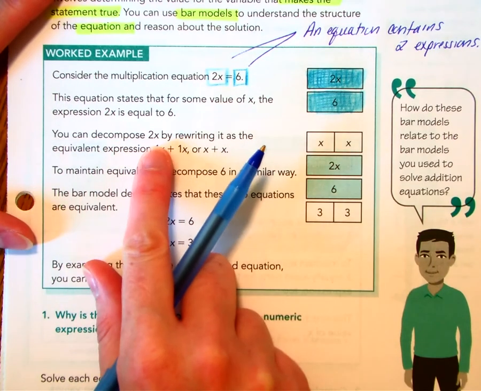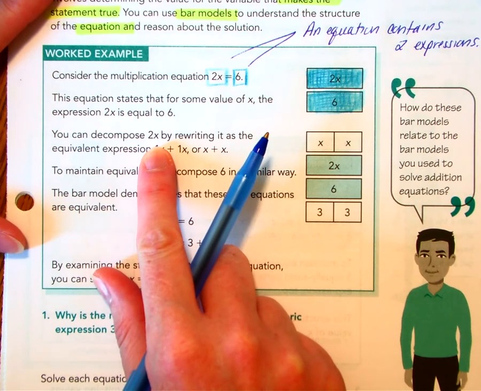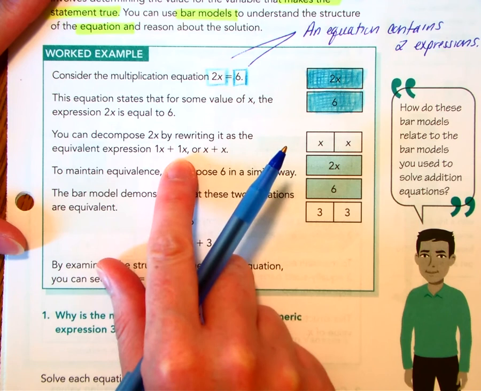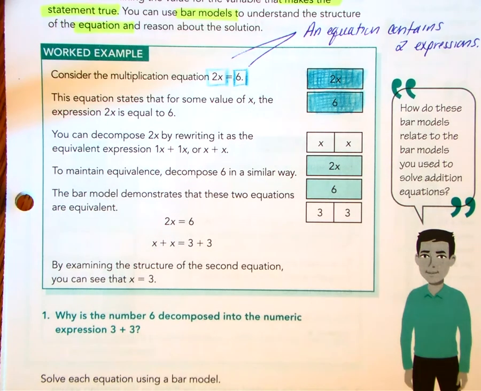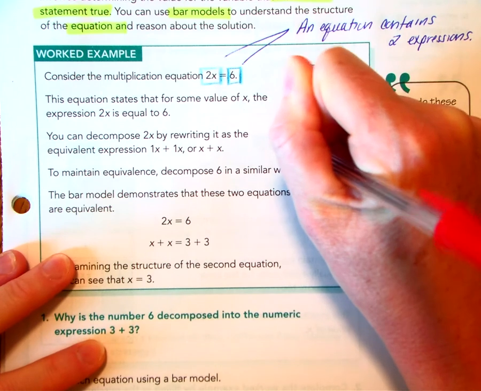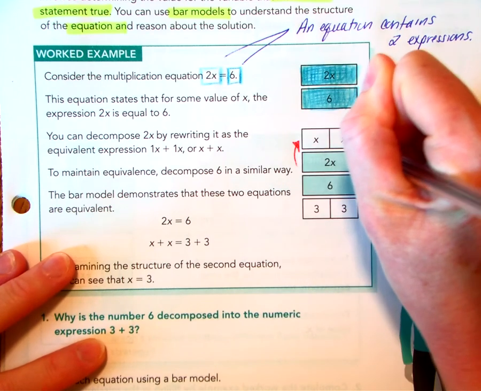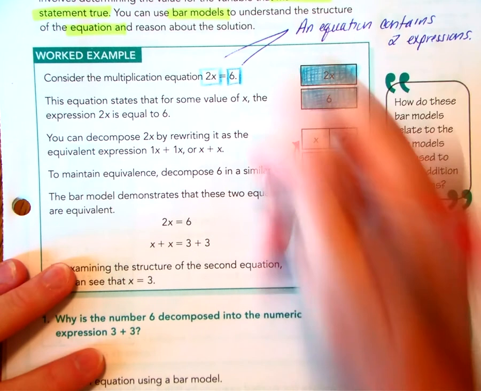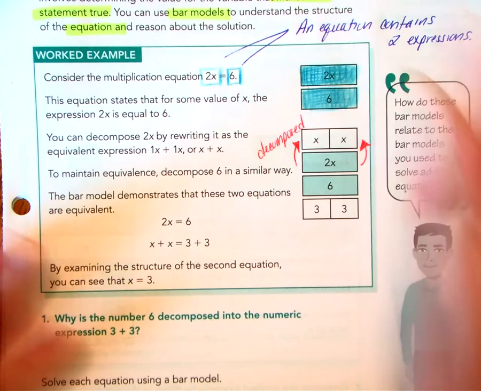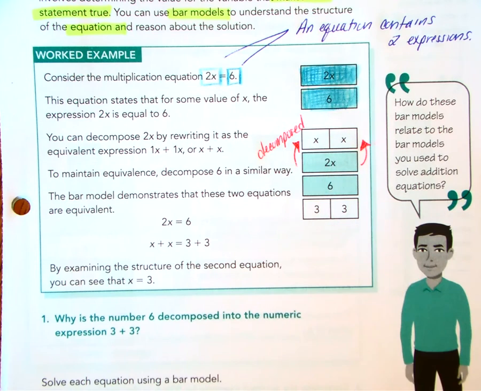You can decompose 2x by writing it as the equivalent expression 1x plus 1x, which is the same as x plus x. What are they trying to tell us? We decomposed in addition, well, we're going to decompose again in multiplication. So from here to here, it's like they chopped up the box. They decomposed. 2x is the same as x plus x.